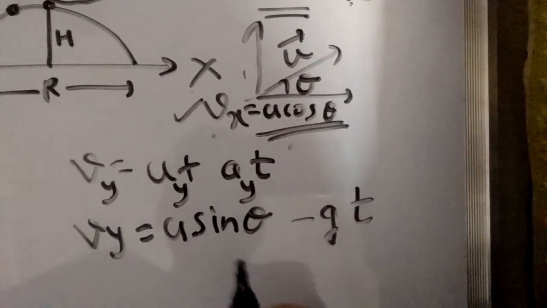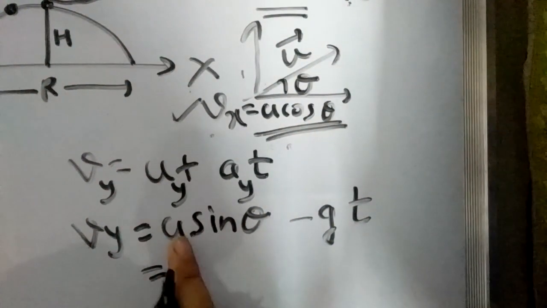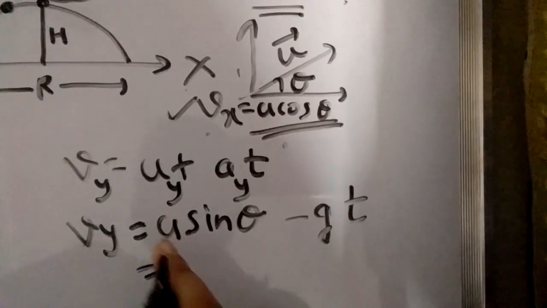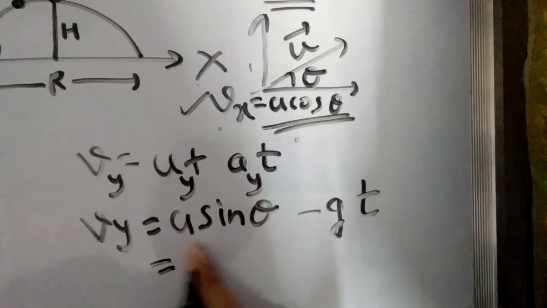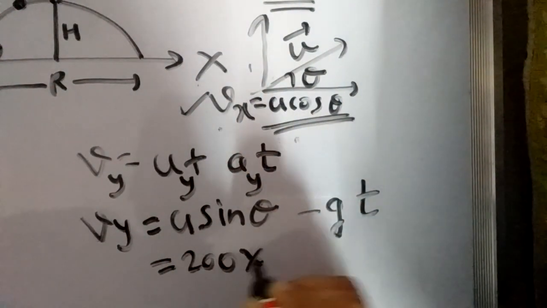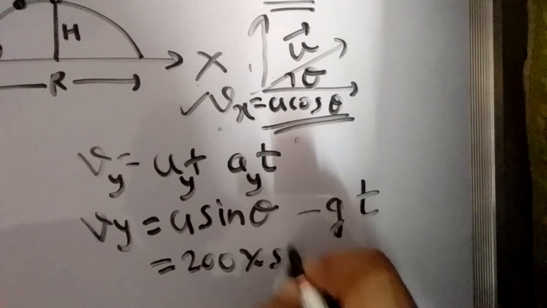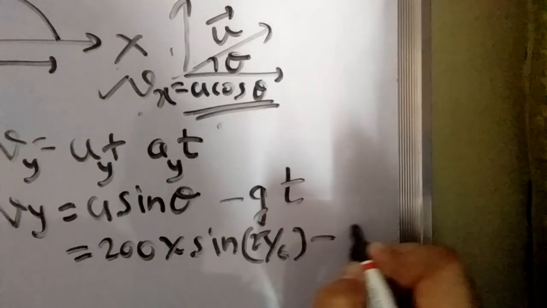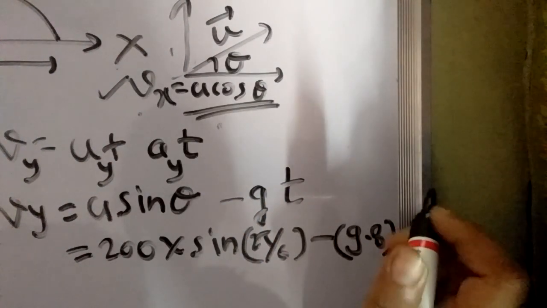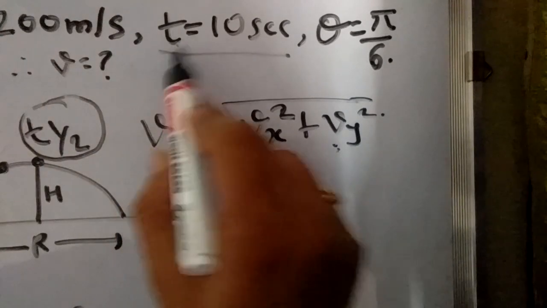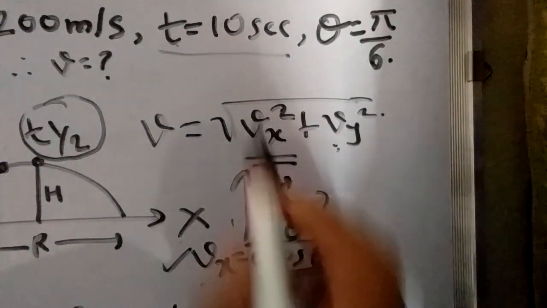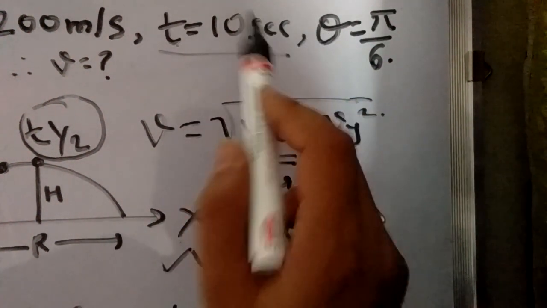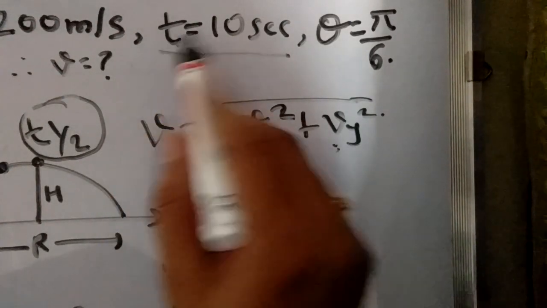So to calculate Vy, we will put all the values in this formula. U is 200, so 200 into sine of pi by 6 minus gt. G's value is 9.8, and t, in the question we have the value of t, which is 10 second. Now we won't write 10.2 because it is t half. The given time is 10 second.